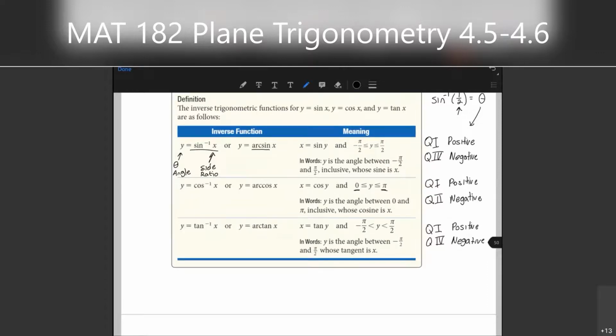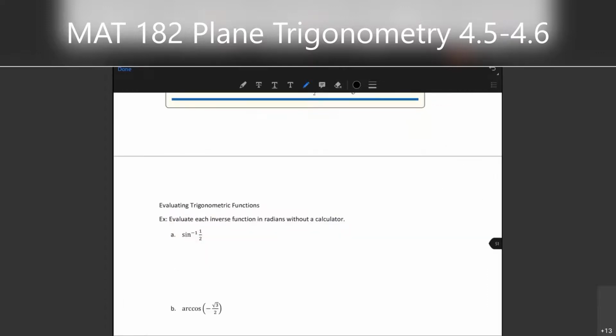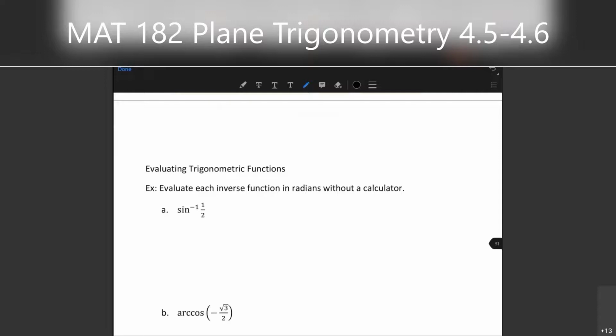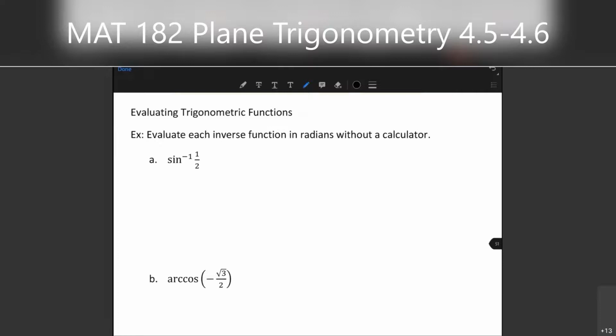Okay. So the first one is, I think, one I had before. We'll just do these singular inverse functions, and then we'll take a look at what I like to call nested trig functions. So we want to evaluate these without a calculator, and we want our answer in radians.